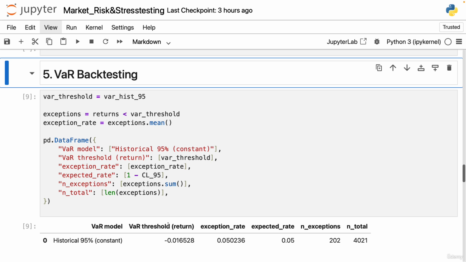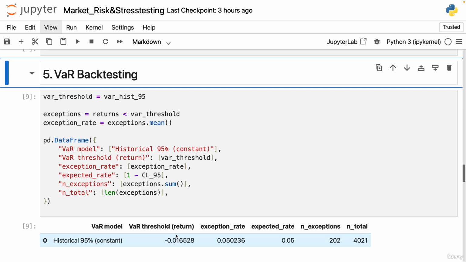The next column shows the VaR threshold expressed in return space. Here, the threshold is approximately minus 1.65%. This means that any daily return worse than minus 1.65% counts as a VaR breach for this model.